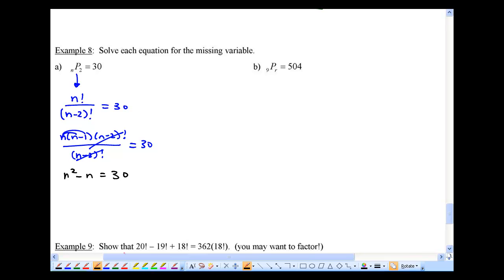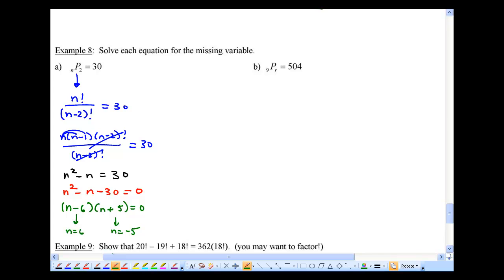Oh, a trinomial in our midst. Oh, can you say factor? Say it. I didn't hear you. Louder. Okay. Find two numbers that multiply to negative 30 and add to negative 1. Guess that's n minus 6, n plus 5. So here we have it, n equals 6 and n equals negative 5.